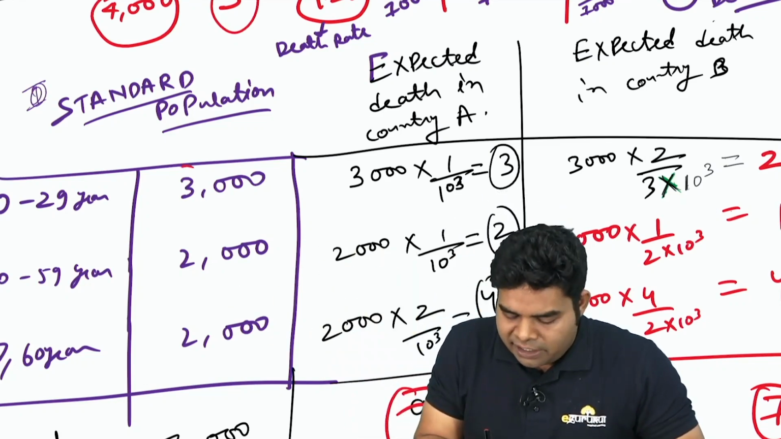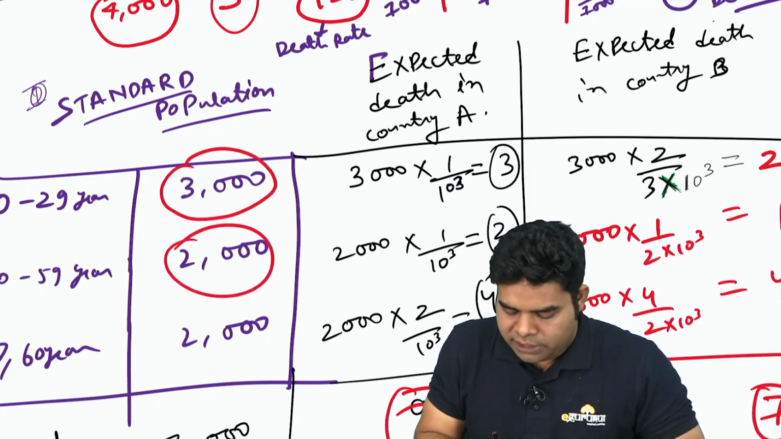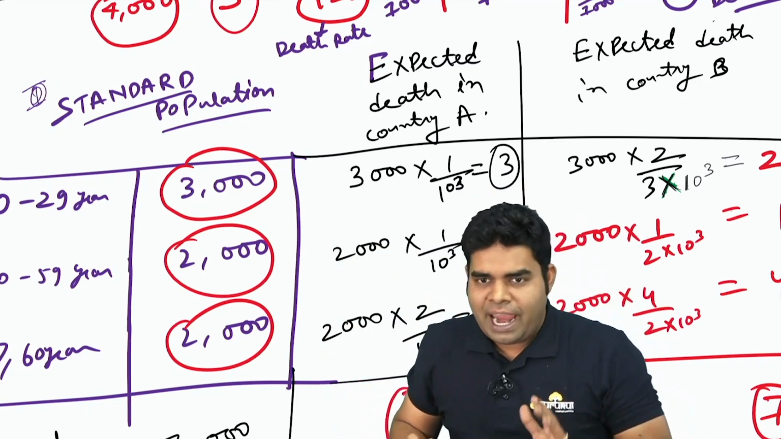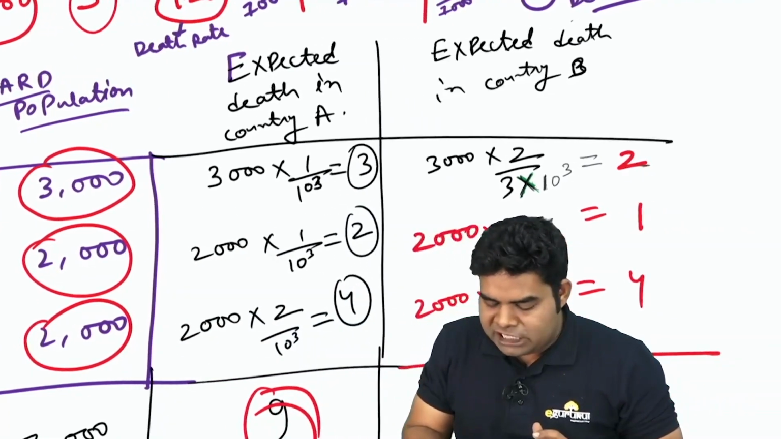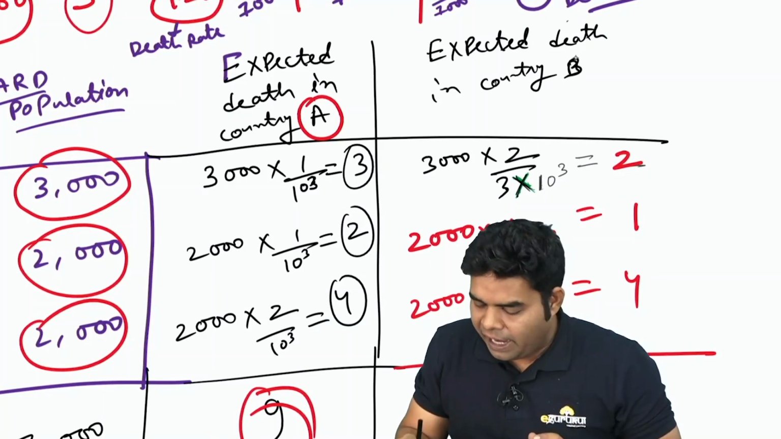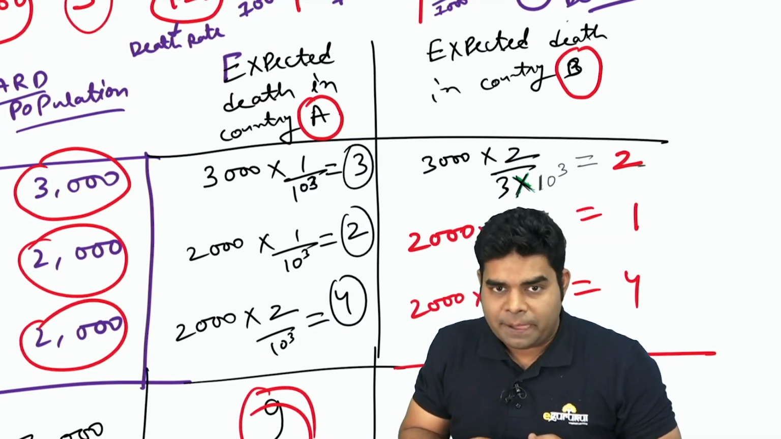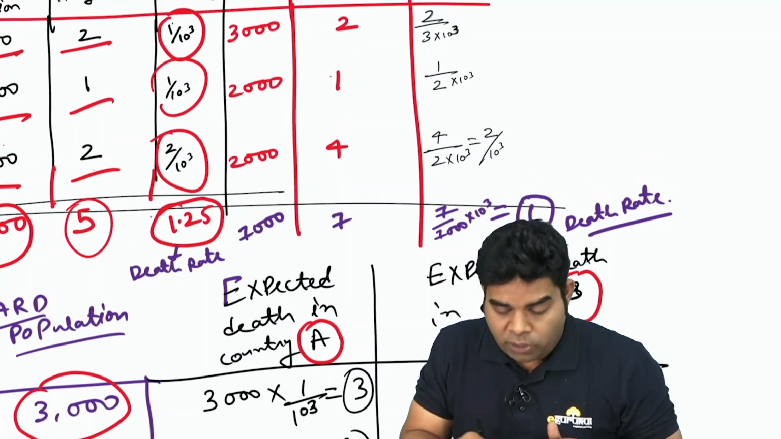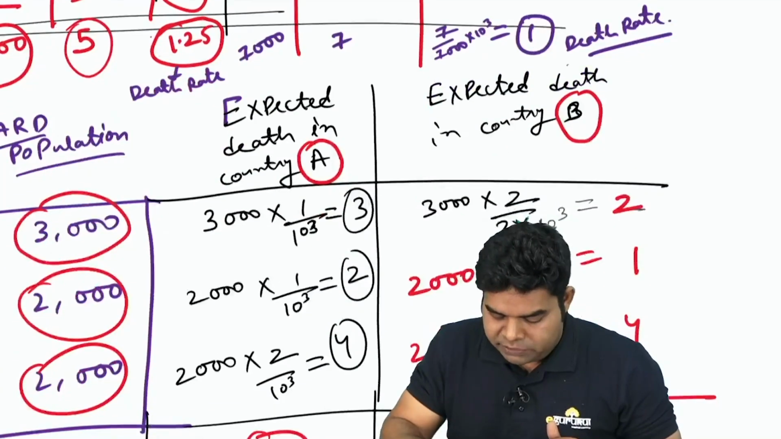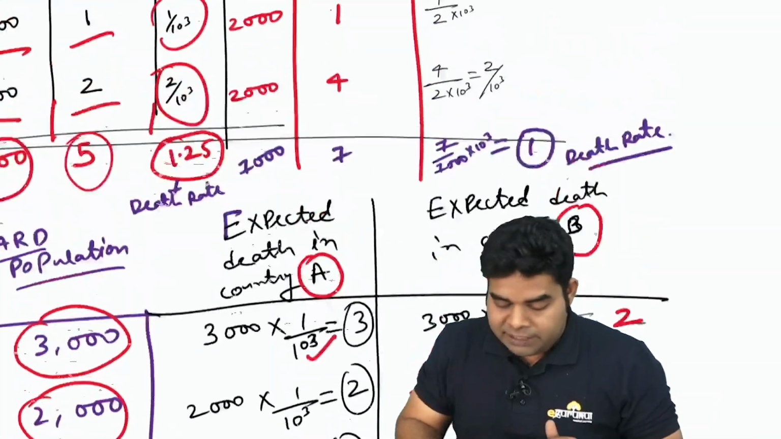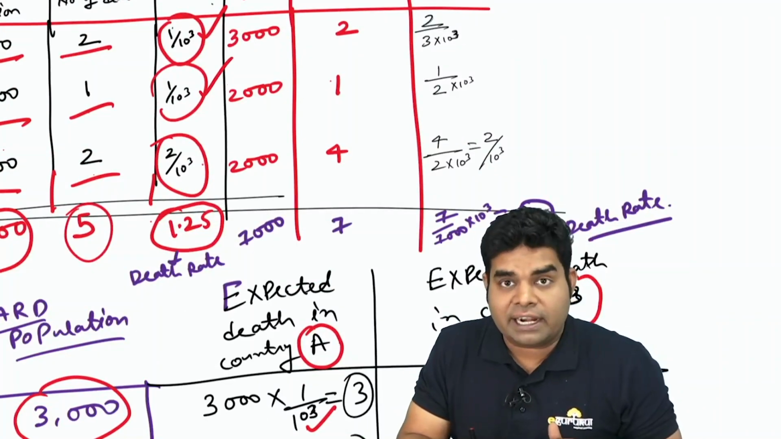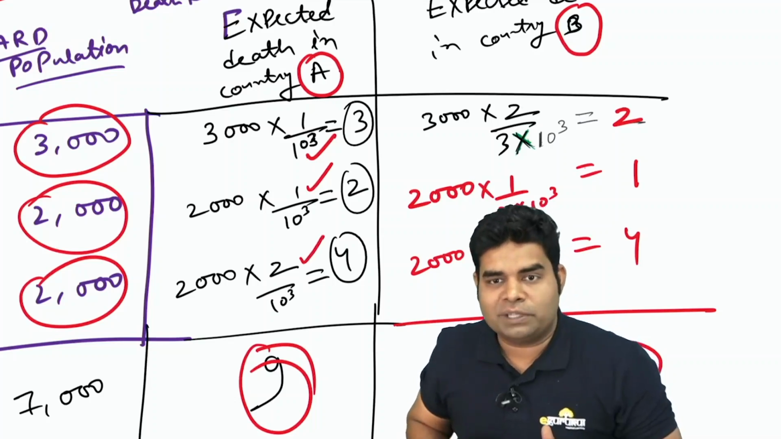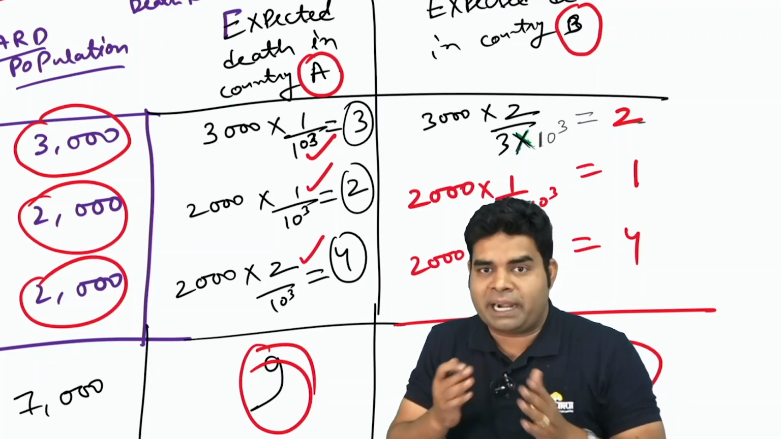So here the standard population, let's say it is 3000, 2000, 2000. I have taken this fixed number from a standard population, and I am multiplying it with the age specific death rate of country A and then the age specific death rate of country B. So the age specific death rate of country A for 0 to 29 years was 1 per 1000. So I am multiplying it first with 1 per 1000. Then for the other group it is also 1 per 1000 and then it is 2 per 1000. So I am multiplying the second with 1 per 1000 and then with 2 per 1000. So that's how we get the expected death.